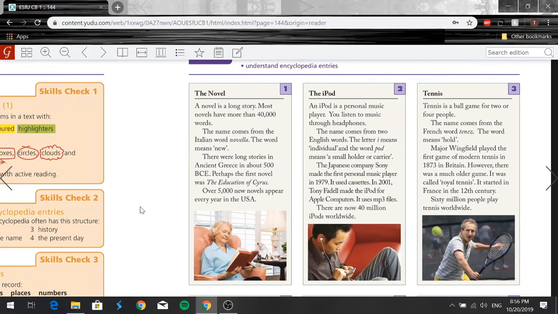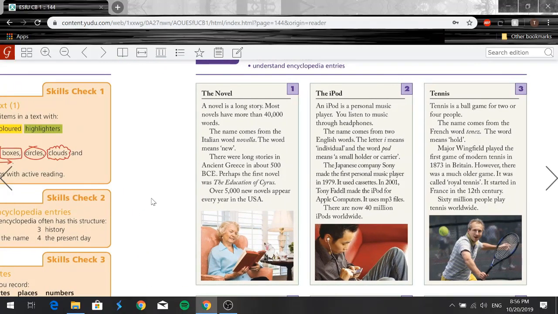2. The iPod. An iPod is a personal music player. You listen to music through headphones. The name comes from 2 English words. The letter I means individual, and the word pod means a small holder or carrier. The Japanese company Sony made the first personal music player in 1979. It used cassettes. In 2001, Tony Fadell made the iPod for Apple computers. It uses MP3 files. There are now 40 million iPods worldwide.